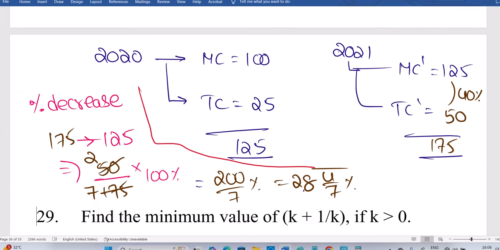See this question: for 2020, I assumed the manufacturing cost as 100 and the transportation cost is 25. In 2021, the manufacturing cost increased by 25% and became 125, and the transportation cost is 40% of 125. We add all, you can check it out. The answer is 28 4 by 7 percent.